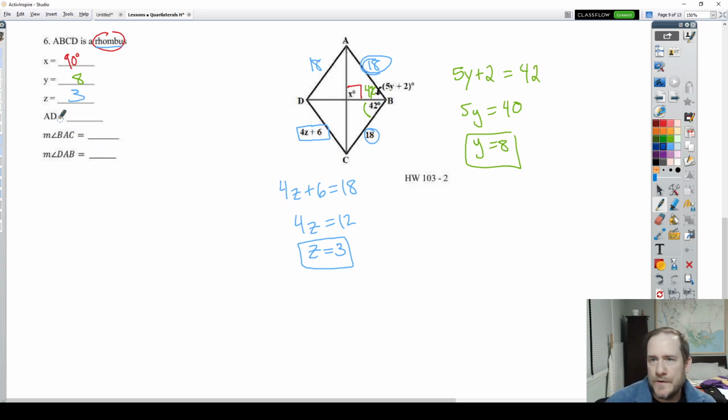Now what else? They want AD. We just said in a rhombus all the sides are the same. So you know AD is going to be 18, just like the side right across from it.